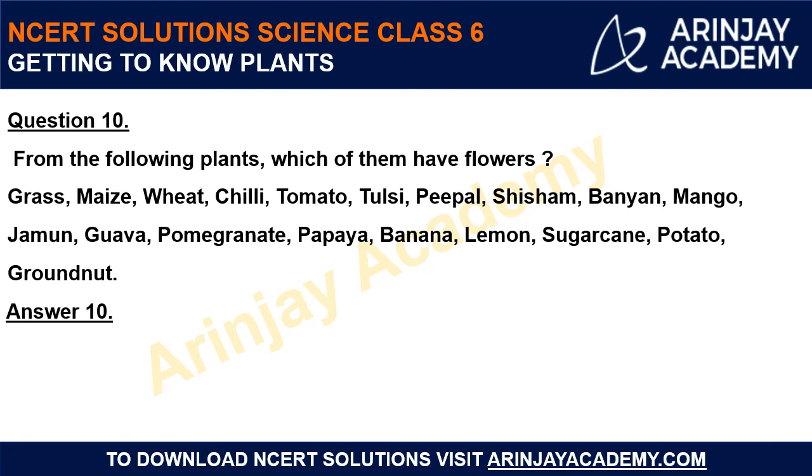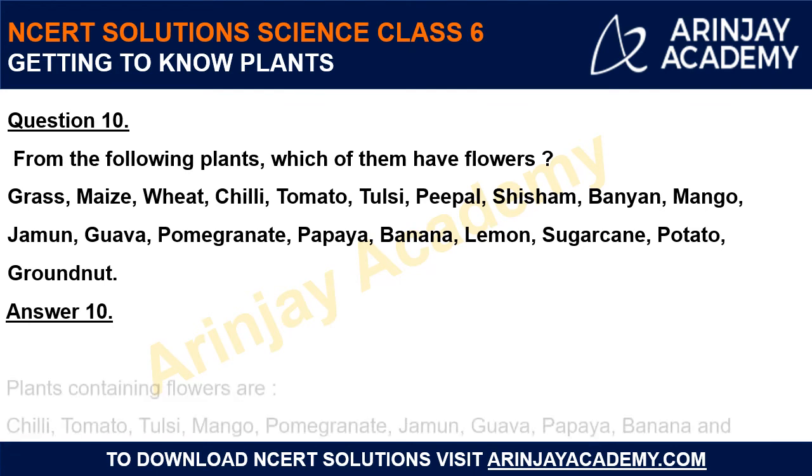So here comes grass, maize, wheat, chili, tomato, tulsi, peepal, shisham, banyan, mango, jamun, guava, pomegranate, papaya, banana, lemon, sugarcane, potato and groundnut. So in all these plants you need to tell where you can find the flowers, in which of them you can find flowers. So let's see the answer.